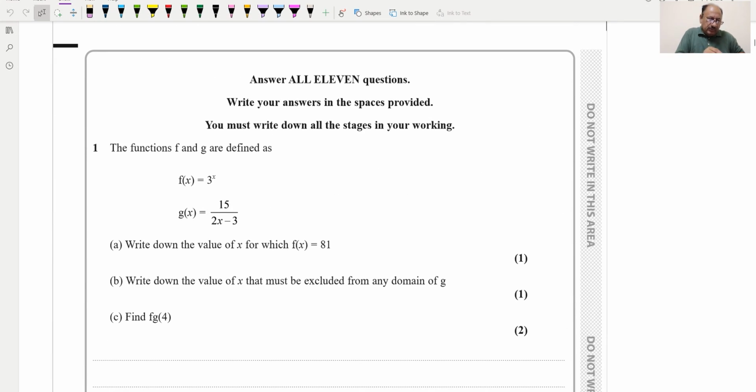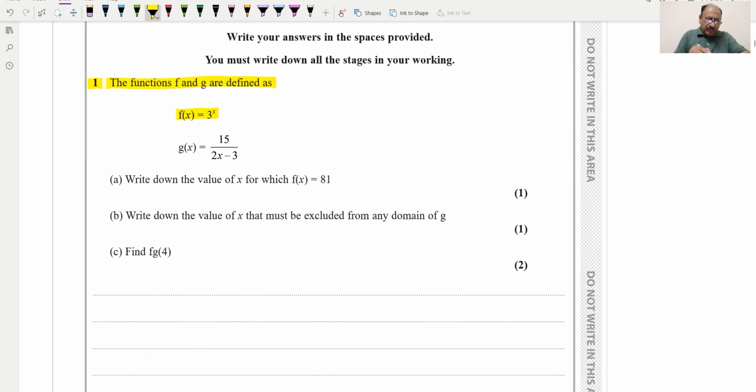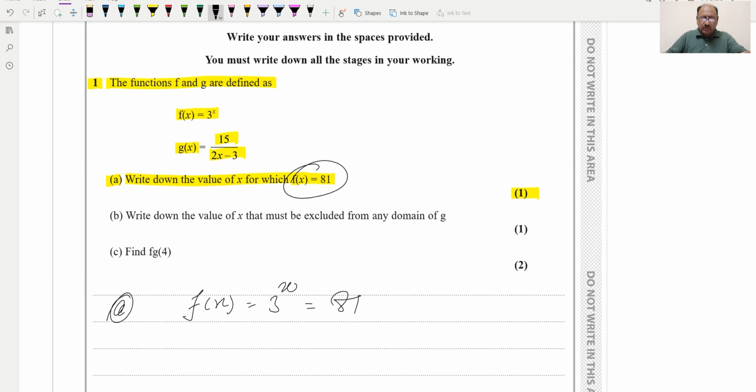Question 1 says the functions f and g are defined as f of x is equal to 3 raised to the power x, and g of x is also defined like this. In part a, write down the value of x for which f of x is equal to 81. This is a 1 mark question. So for part a we can write f of x is equal to 3 raised to x, and f of x is equal to 81.